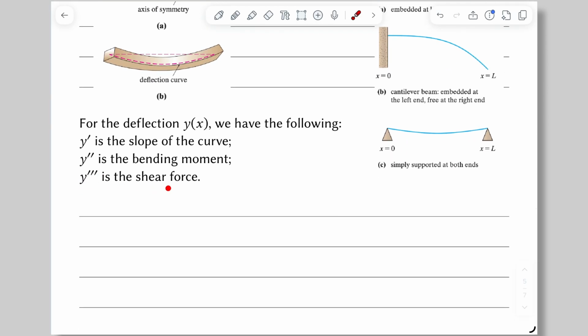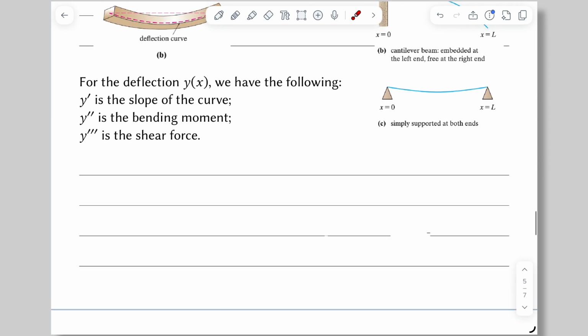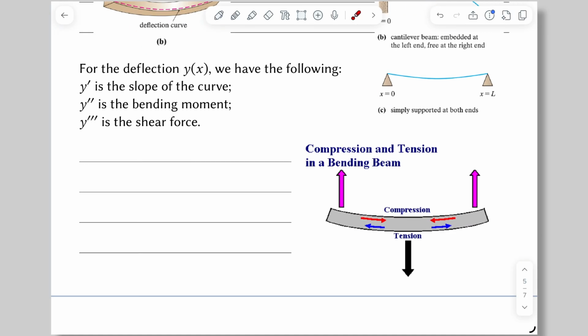And then y triple prime is what's called a shear force. A shear force results from a beam that is sagging, having its top compressed inward and the bottom stretched outward. Because these compressive and tension arrows are pointing in opposite directions, they're causing what's called the shearing force. That's a great visual of what a shearing force is.